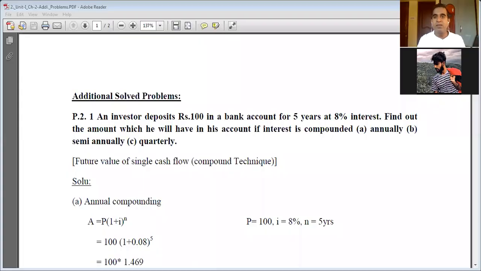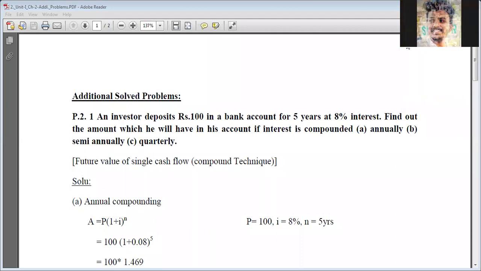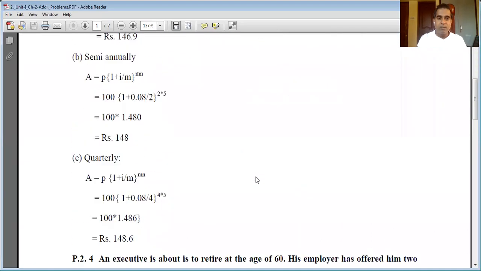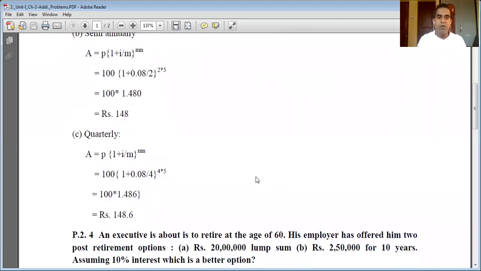Students, can you see this PDF file? Additional solved problems. Yes, sir. So we have solved this problem yesterday, P.2.1. I hope you can recall. Now we'll move on to this second problem, from the textbook, the 6th edition. I hope you all are with me. Ready to listen to the problem?